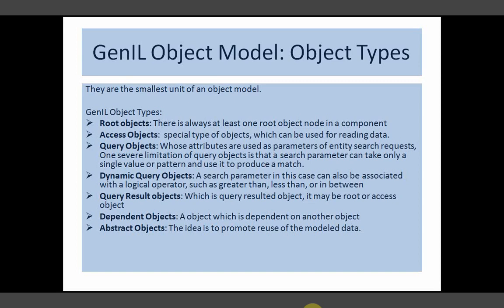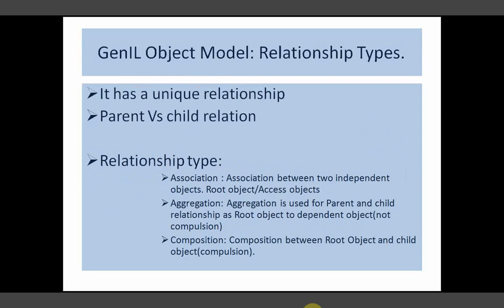Okay, so there are different Geneel objects. The Geneel object types are root objects, access objects, query objects, dynamic query objects, query result objects, dependent objects, and abstract objects. We have seen, as in the picture of the Geneel object model, the different objects, and there was a relationship between them with an arrow. So we have seen different types of objects.